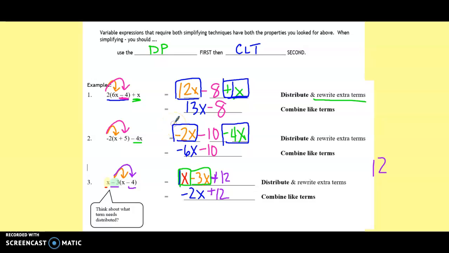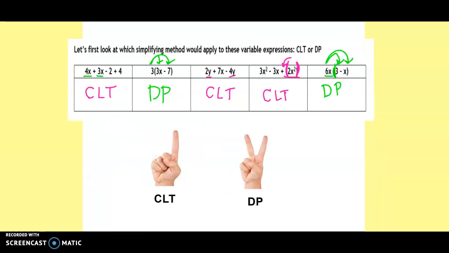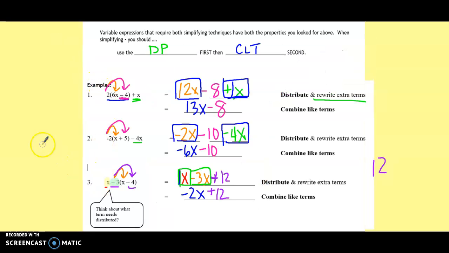If you need more help, please reach out. For your assignment, you're going to have a combination. You're going to have some problems where you're just telling me what is the simplifying method that you see. And then you're going to have some problems like the 3 examples that we just did, where you're actually doing both of them in the same variable expression to simplify.